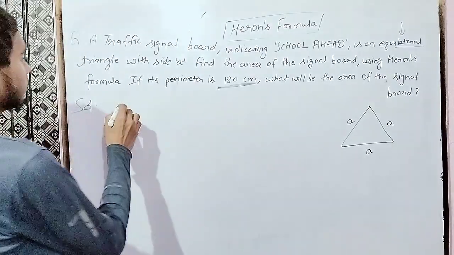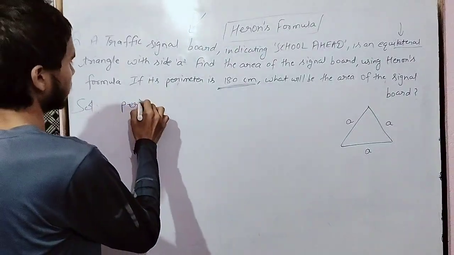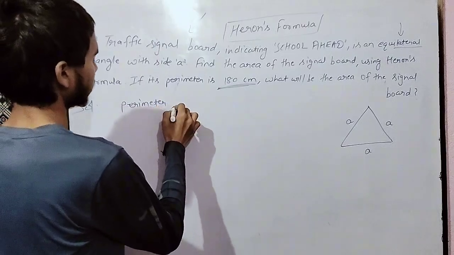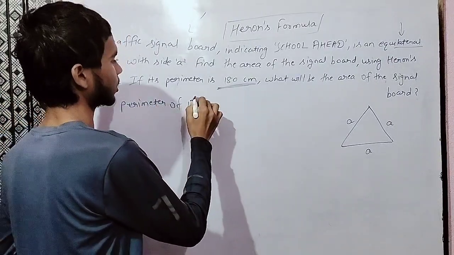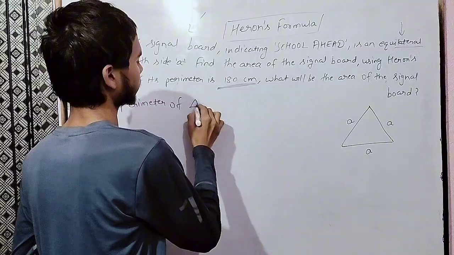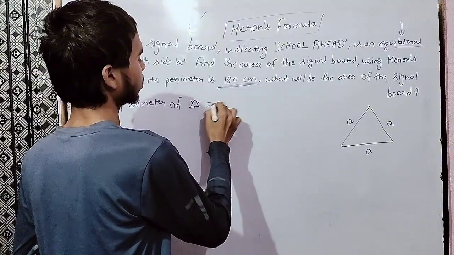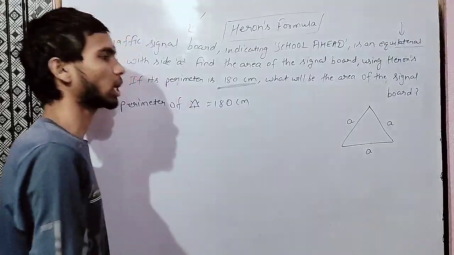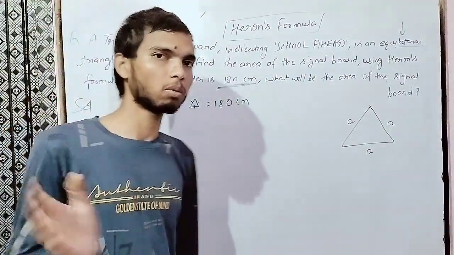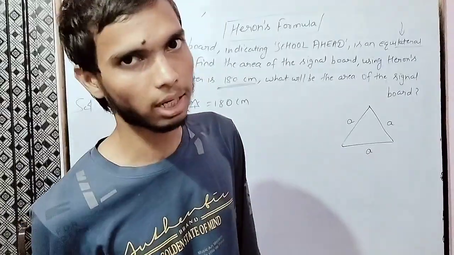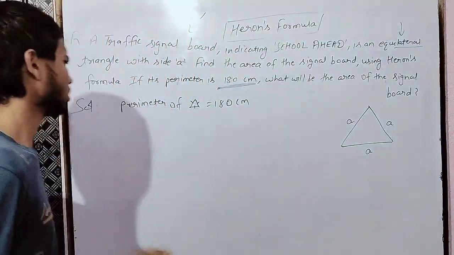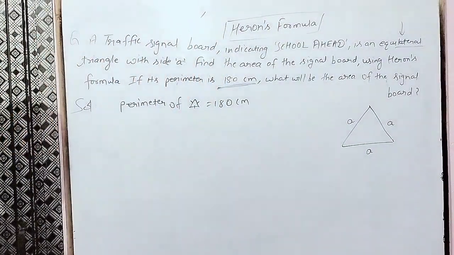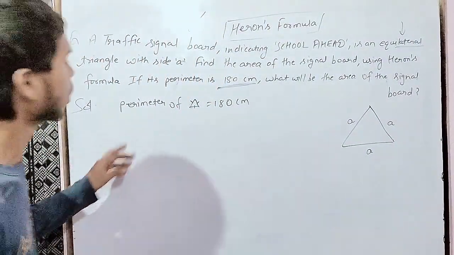But we have been given the perimeter. So the perimeter of the equilateral triangle is how much? 180 centimeter. This is the perimeter. We are not saying that the sum of interior angles of a triangle is 180 degrees. That is not what we are saying.